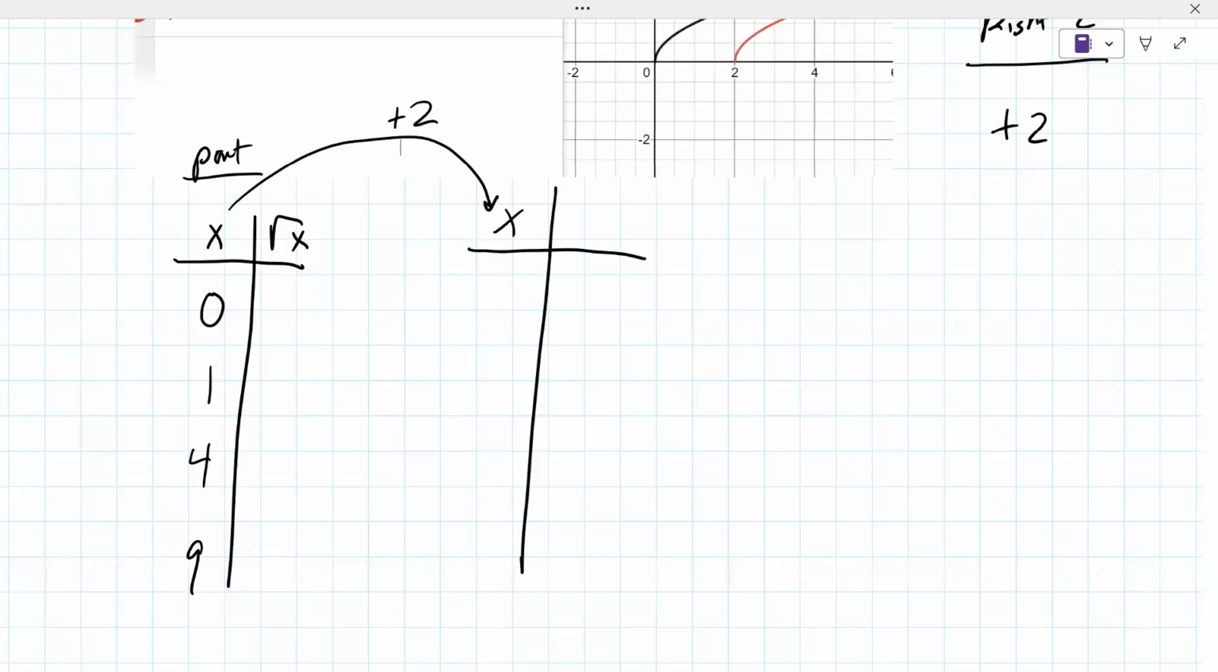0 plus 2 is 2, 1 plus 2 is 3, 4 plus 2 is 6, and 9 plus 2 is 11. Okay, so now I want you to calculate the square root of x minus 2 for each of these, please. Okay. 2 minus 2, 0. 3 minus 2 is 1. 6 minus 2 is 4. And 11 minus 2 is 9.